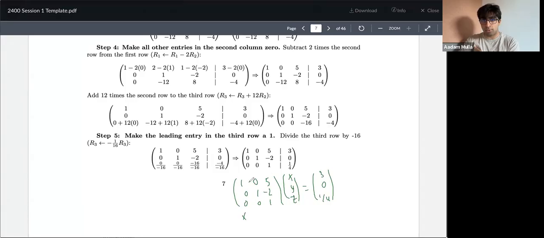So let's do the matrix multiplication. This row by this column, right? So 1 times x plus 0 times y plus 5 times z equals 3. Okay, that's our first equation.